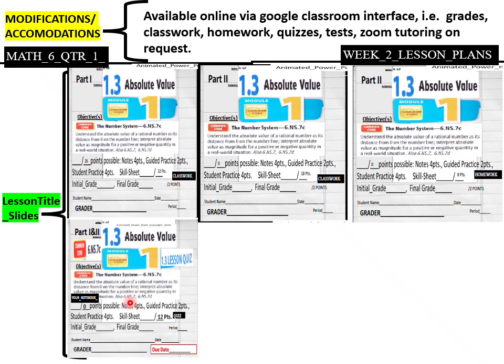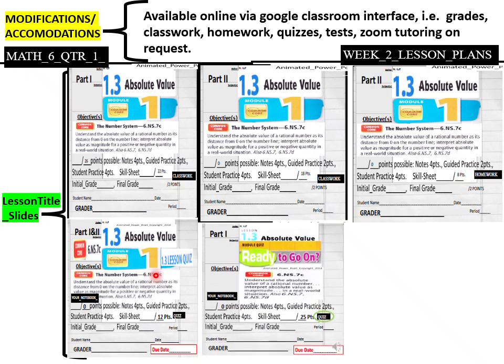Then we go into the 1.3 quiz, and that is 12 points on the quiz, standard 6.NS.7c. And then we go into our 1.3 quiz, which is our module quiz here. So it'll be another module quiz.